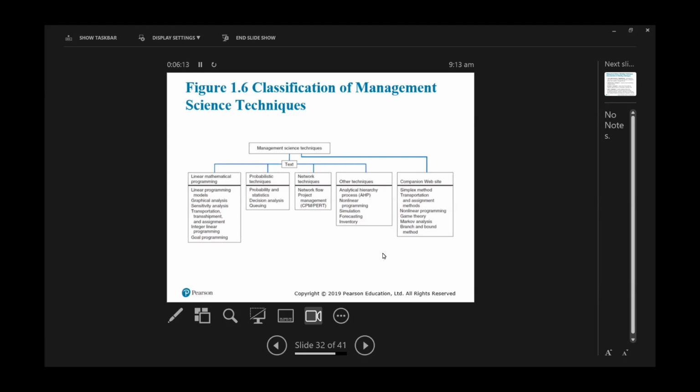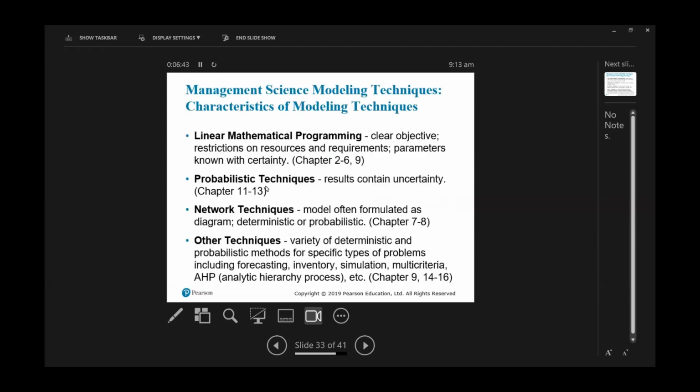The simplest method is also a method of resolving linear programming problems. Transportation and assignment models, non-linear programming, game theory, Markov analysis, branch and bound method. All these have materials on the website of the publisher. Now, just a quick rundown of what the models entail.